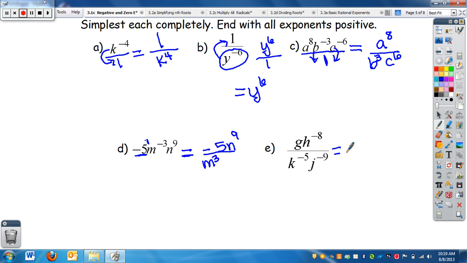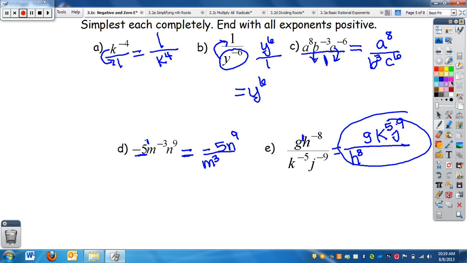On E, G, its exponent is not negative 8. Everything has its own exponent. If you don't see it, it's just one G. So G stays. H is negative. Oh, we want to kick it out. We don't want it part of our group. But K and J both have negative exponents, so they both need to be kicked out of the denominator to the numerator, to K to the 5th, J to the 9th. That's my final expression. Again, order does not matter with variables. We just want those numbers in front.